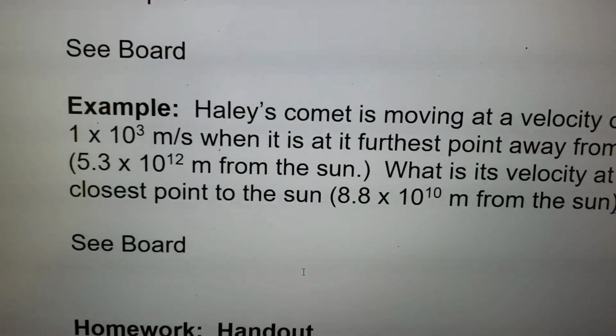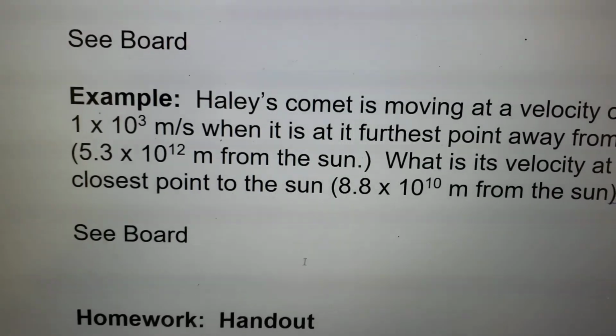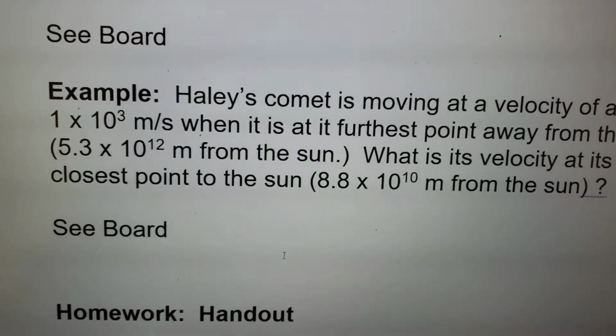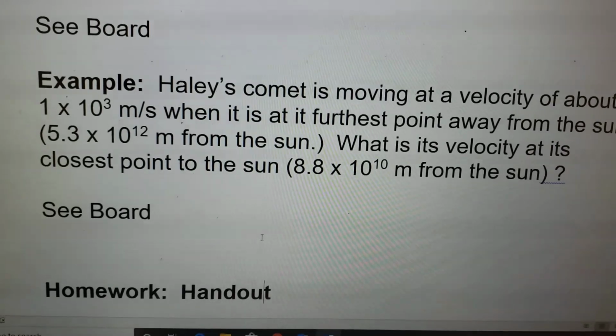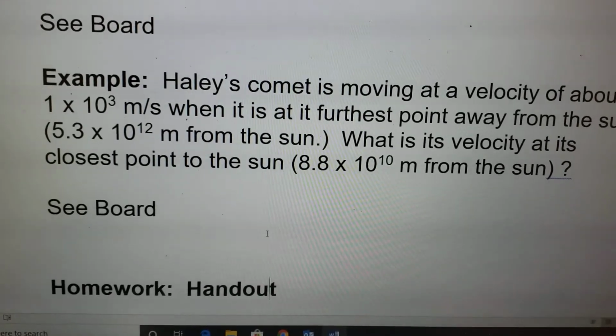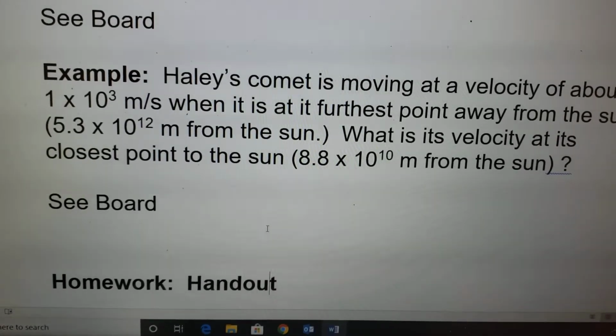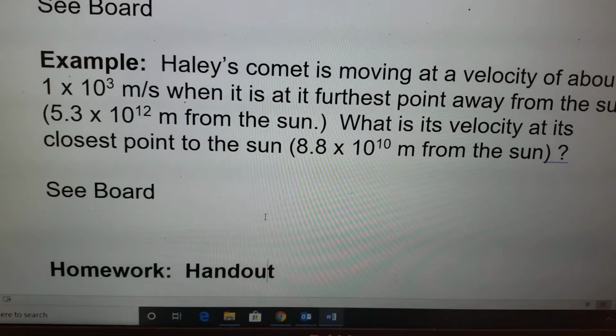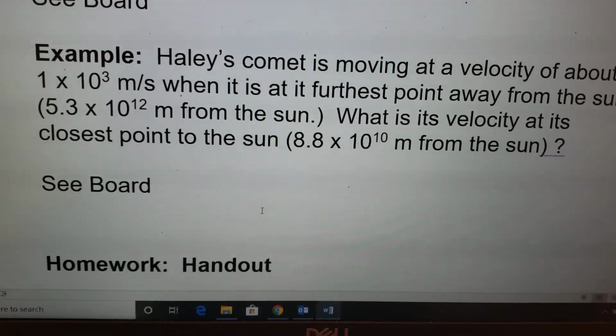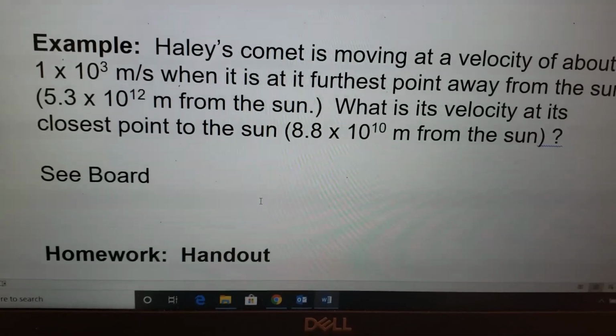And here's the last example from 9.1-2 final, so example number 3. Halley's Comet is moving at a velocity of about 1 times 10 to the third meters per second when it is at its furthest point away from the Sun, 5.3 times 10 to the 12th meters. What is its velocity at its closest point to the Sun, 8.8 times 10 to the 10th meters?